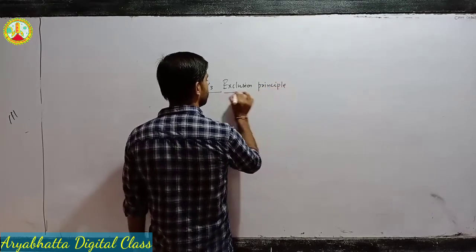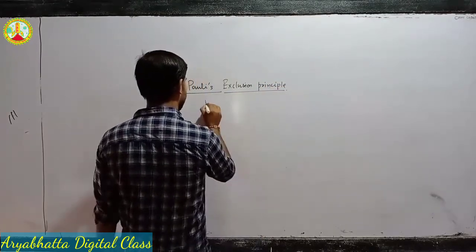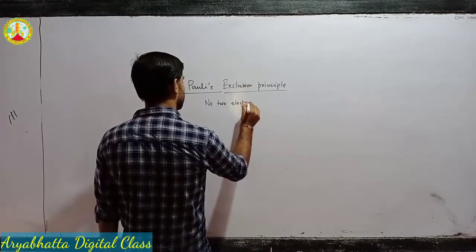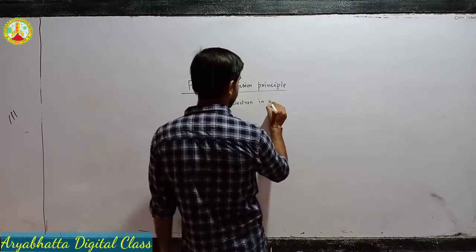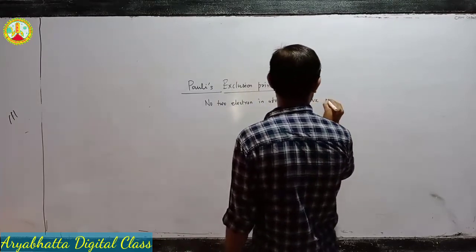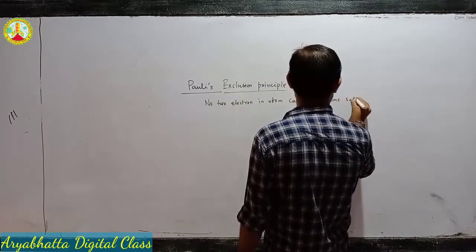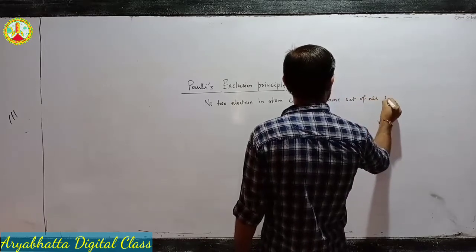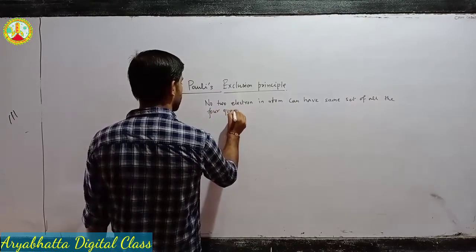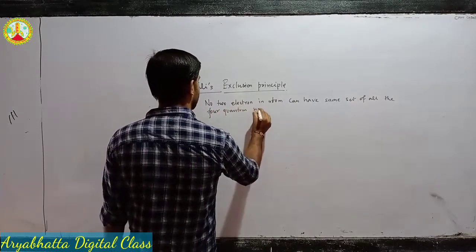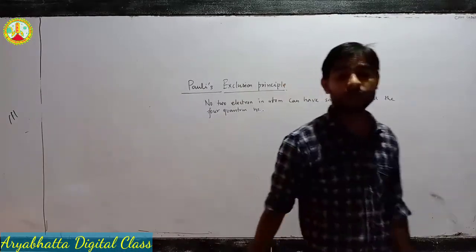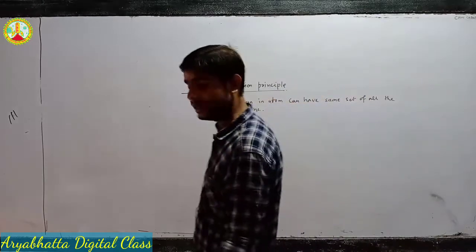So what does Pauli's exclusion principle say? It says that no two electrons in an atom can have the same set of all the 4 quantum numbers. Okay, we have discussed in the last video lecture that we have 4 quantum numbers, n, l, ml and ms.